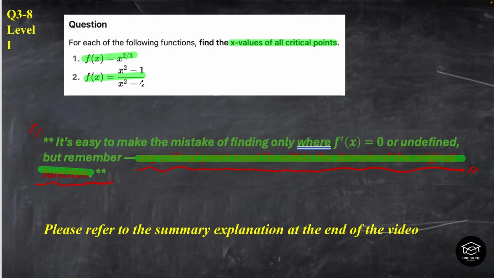So again, derivative equals 0, or derivative undefined. But the function must exist at that x value. That's the key idea behind finding critical points.